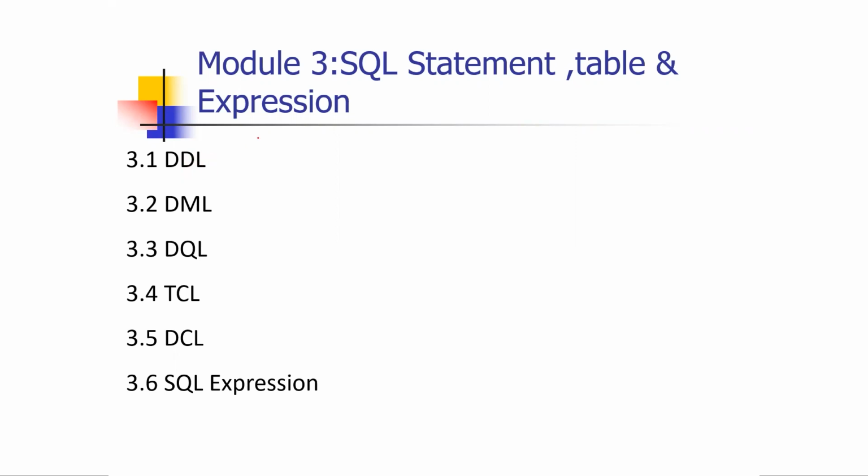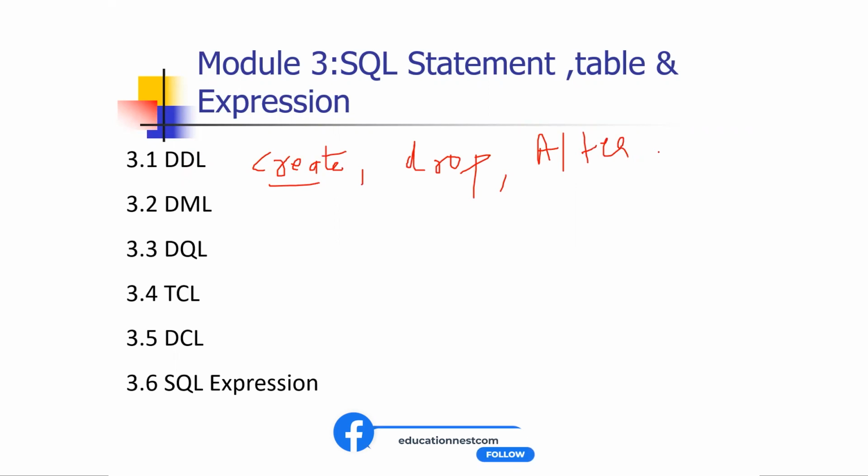Getting my point? Like if you want to create a table, you have to give the command create table. So create is a statement for creating a table. For deleting the table, there is the statement drop, and then the table name. Then if you want to change any data, then you have to give the statement alter table name. If you want to rename, then rename the table.